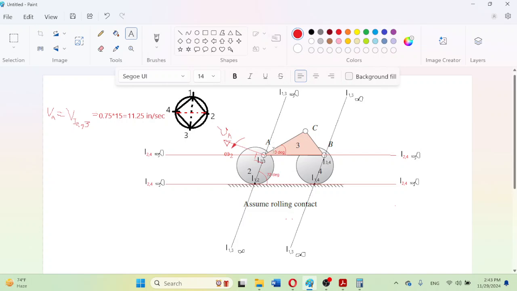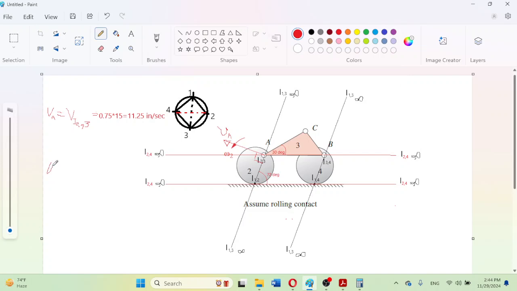located at infinity. So by definition, if we write the formula for the angular velocity for link number 3, omega 3 will be equal to this velocity VA, or VI2,3, divided by the distance from the instant center, meaning A up to I1,3. As we can observe, this instant center I1,3 is located at infinity.